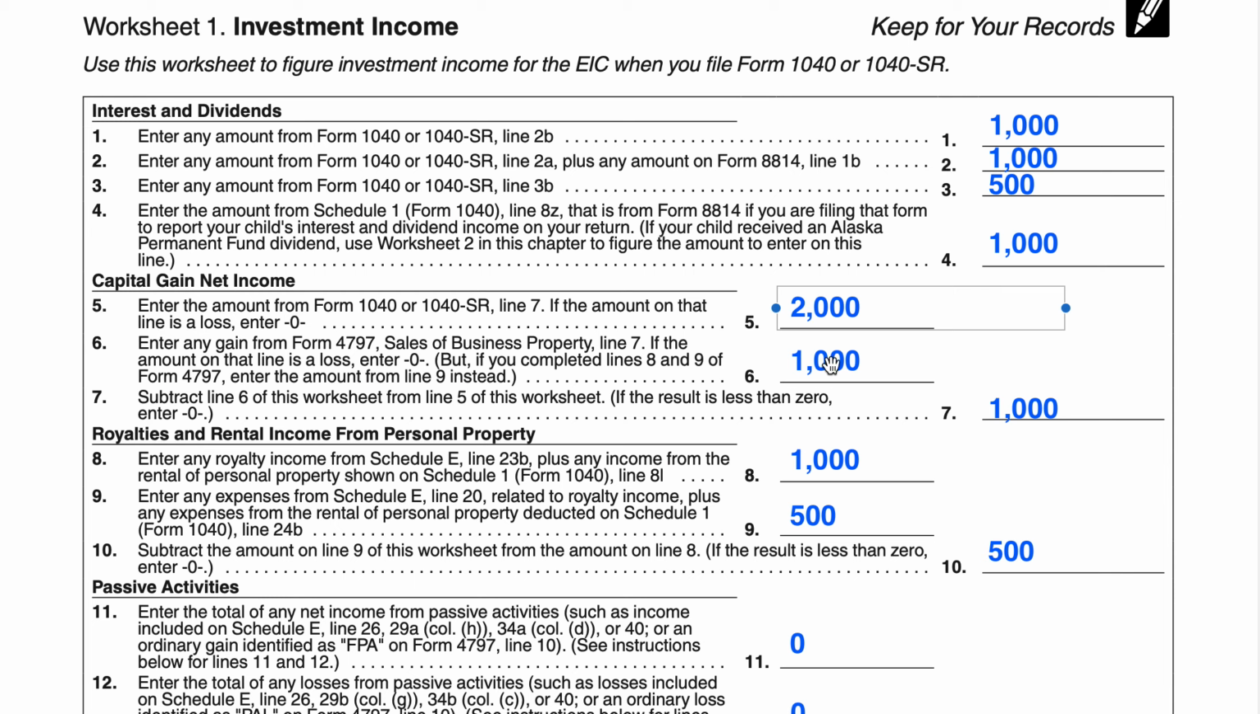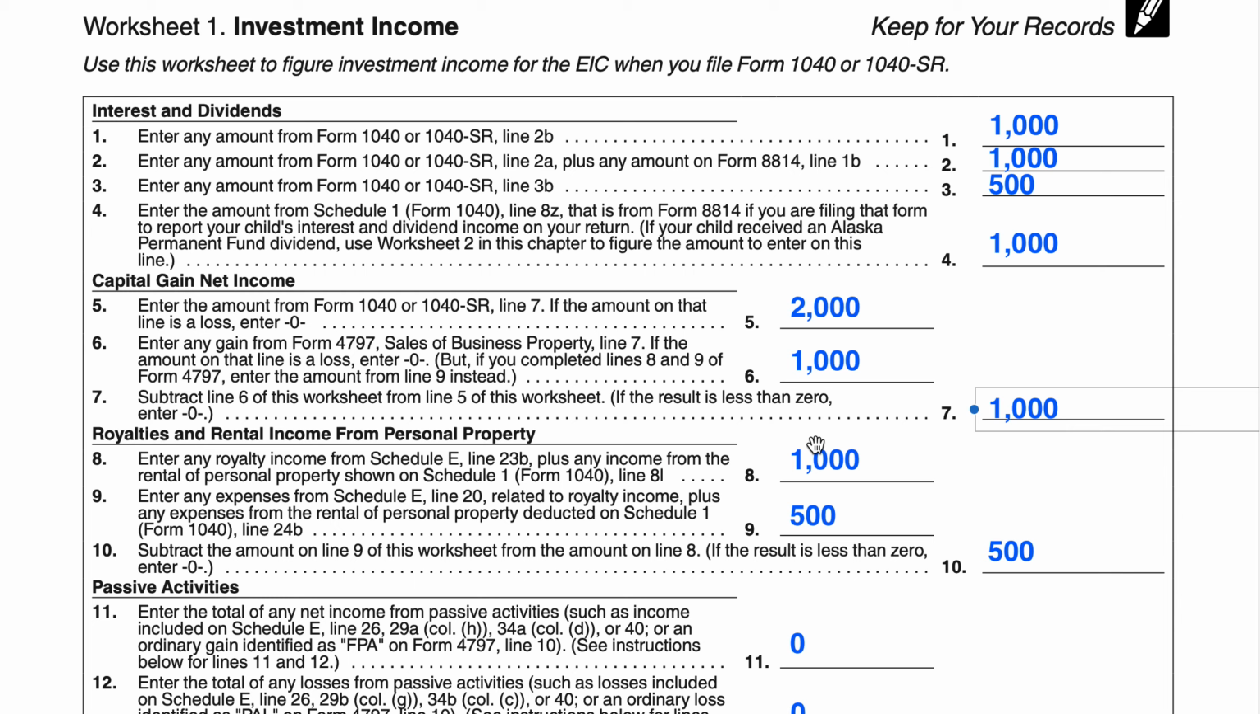So we're going to enter $1,000 and we're going to back that out. So our net result that we see on the right hand side of the form is $1,000. Next, in line 8, we enter royalty income from Schedule E, which is line 23B. That's the royalty income part, plus any income from the rental of personal property that would appear on Schedule 1, line 8L. So let's just say that that's $1,000.